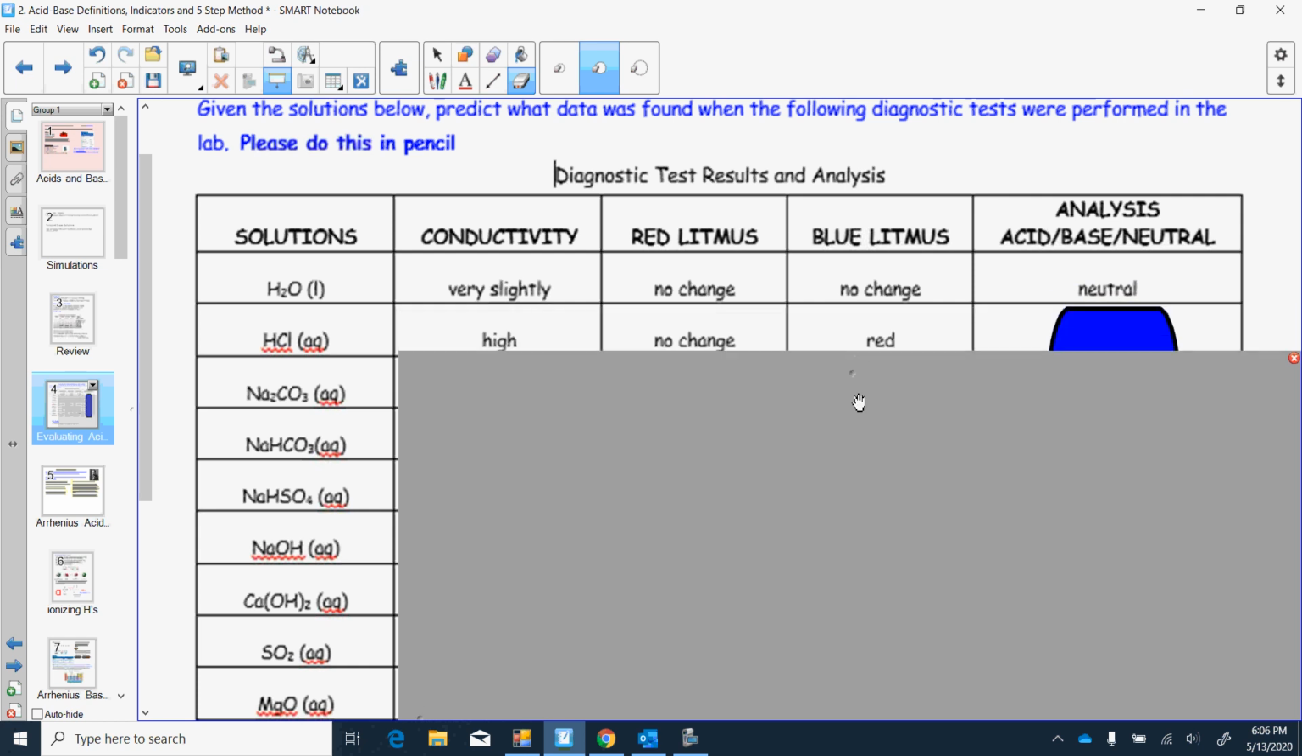So the next one, HCl. Again, you found that H there, starting with an H. High conductivity, sounds good. Oh, look, it's red, makes sense. So if you predicted it was an acid, good to go.